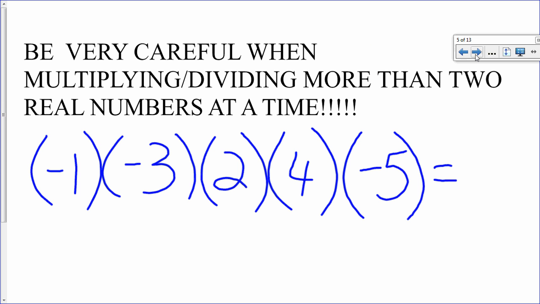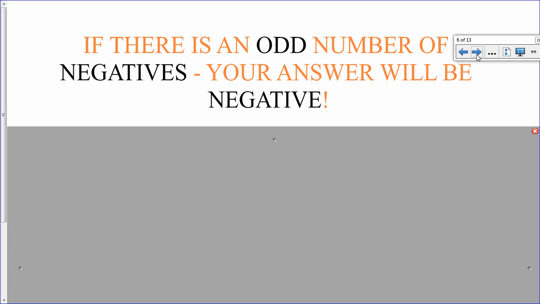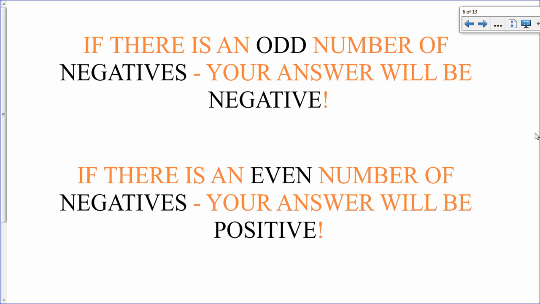You need to be very careful when you're multiplying or dividing by more than 2 real numbers at a time. Your signs are going to change as you progress from left to right. A negative times a negative is going to be a positive. Times a positive will give you a positive answer. Times another positive will give you another positive. And finally, times a negative would give you a negative answer in this case. If there is an odd number of negatives, your answer will be negative. Conversely, if you have an even number of negatives, your answer will be positive.